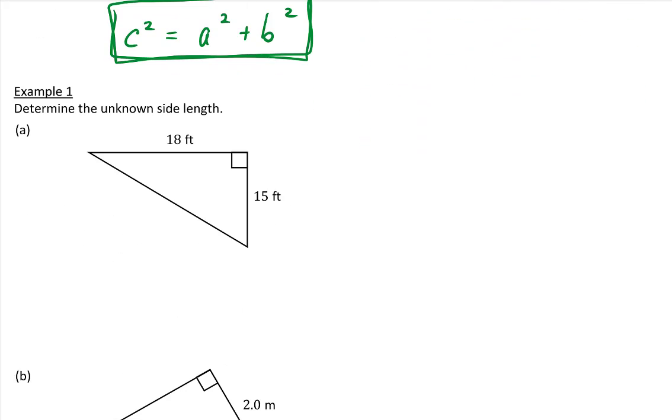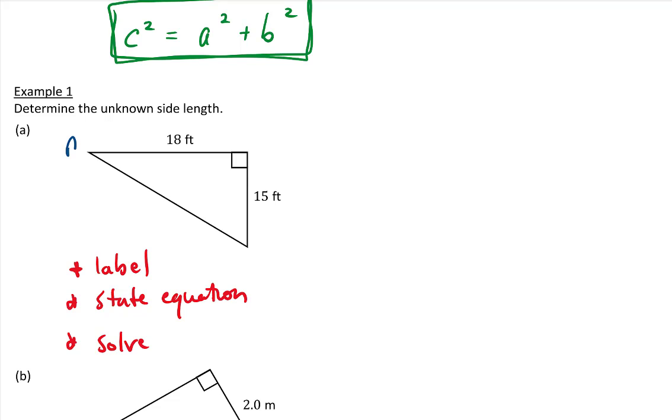Let's now try using the Pythagorean theorem. So for all our examples, the best way to deal with them is to label your diagram, to state an equation, and finally to solve.